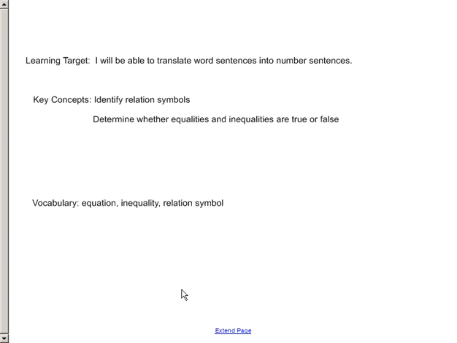So today's learning target is that I will be able to translate word sentences into number sentences. And 2 ideas that you will be working with are, first of all, identifying relation symbols, and secondly, determining whether equalities and inequalities are true or false. Our vocabulary is the word equation, the word inequality, and the word relation symbol. So again, we're going to be changing word sentences into number sentences and looking at number sentences that are equalities and inequalities.